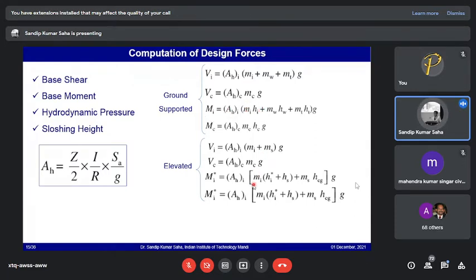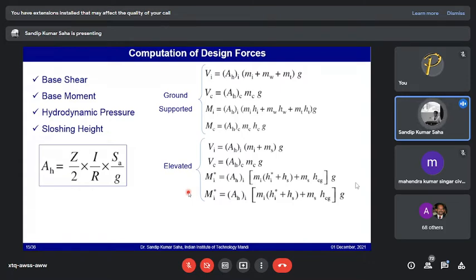The same thing is applicable for an elevated tank also, but in an elevated tank, the code suggests that you take the moment corresponding to the case where base pressure is accounted for, take those heights and calculate the moment at the tank base.